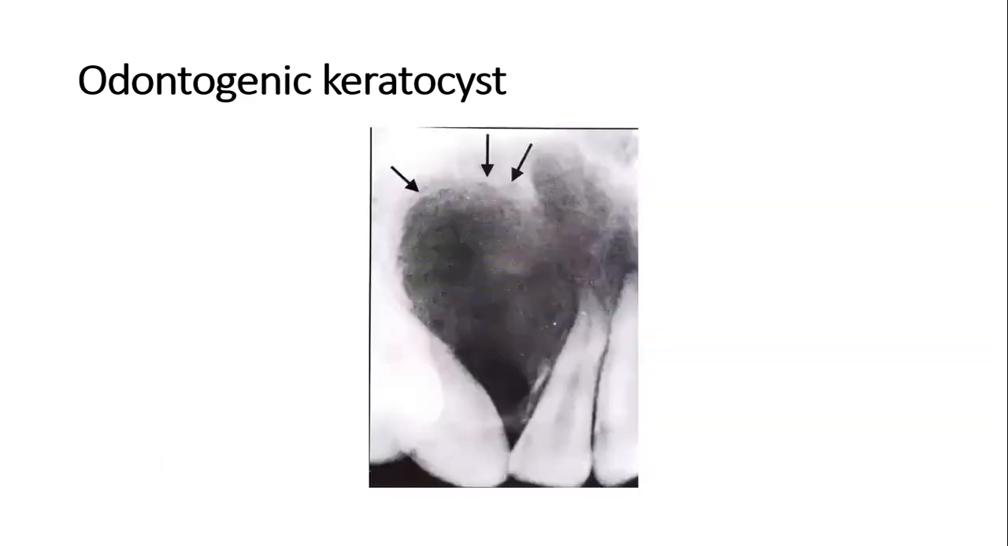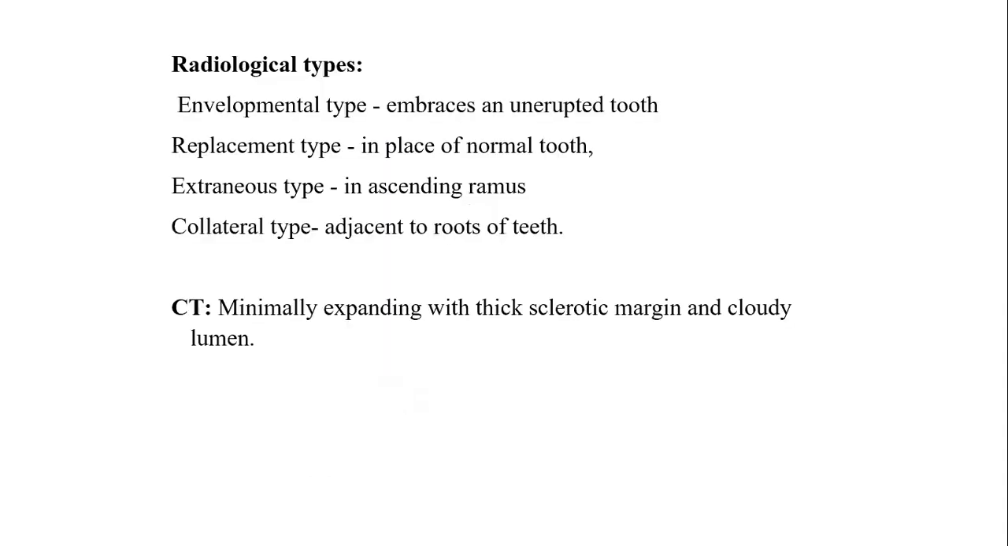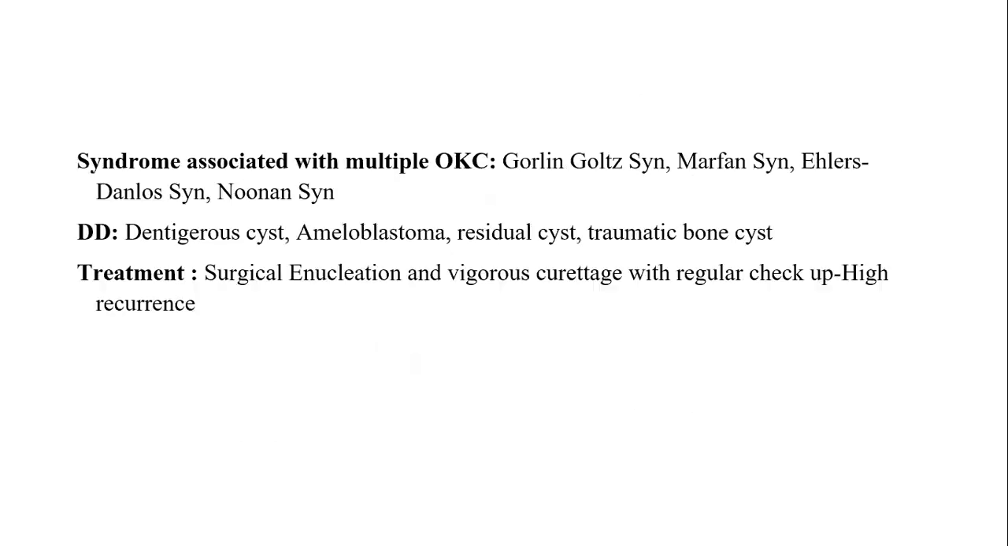This is the radiograph showing odontogenic keratocyst. Radiological types are envelopmental type, which embraces an unerupted tooth, replacement type in place of a normal tooth, extraneous type in ascending ramus, collateral type adjacent to roots of teeth. CT shows minimally expanding lesion with thick sclerotic margin and cloudy lumen.